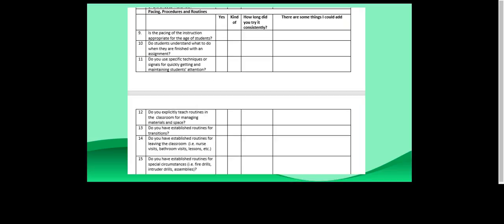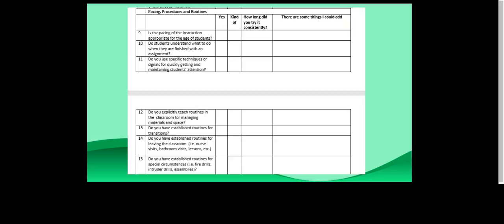Are the classroom rules posted? Do you have a voice volume indicator? We will be moving more into that during the training today as well. Do you use active responding techniques to make sure that all students are participating in the lesson? Are students' workspaces clear of any extra materials that could be disruptive to the learning environment? It also moves into pacing procedures and routines.